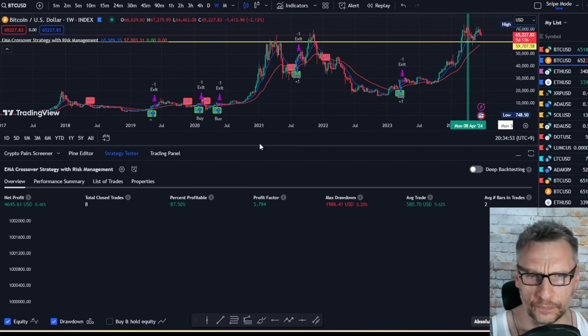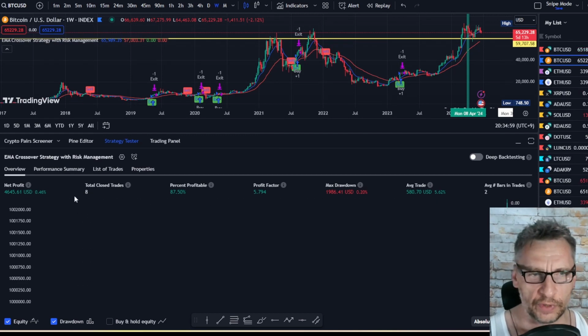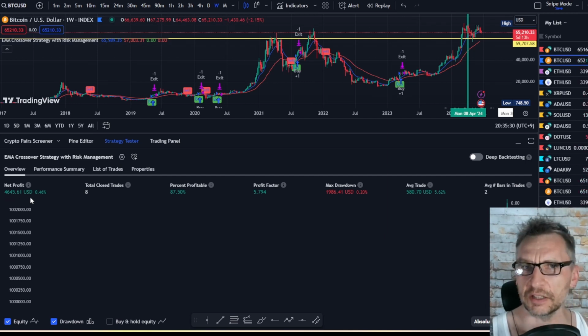In the overview, the strategy that I threw in just randomly, like literally I just made a random request of ChatGPT, turned out to be 87.5% profitable, 5.794 profit factor. Max drawdown was $1,986, average trade $580, and there were a total of 8 closed trades, and my total net profit was $4,645. So that's not bad. On 8 trades, I could basically make close to $5,000.